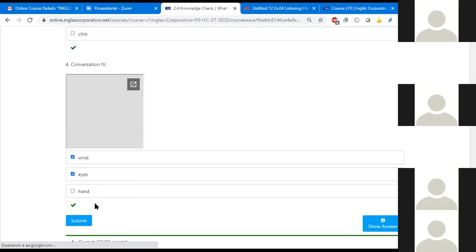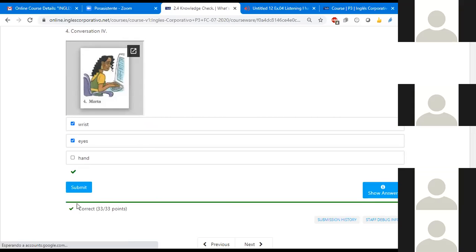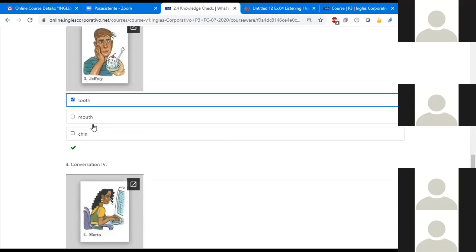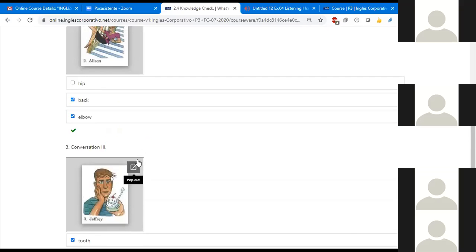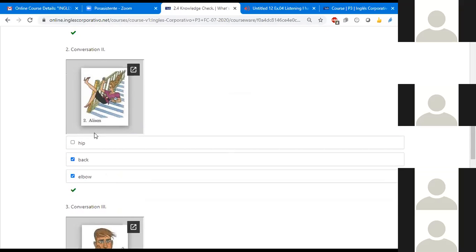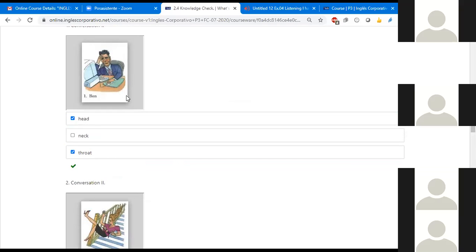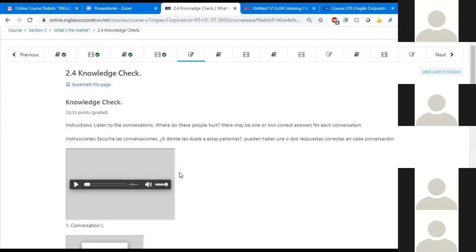Okay, we can see this one, we got 10 people. This is correct, only one. Here we have the conversation. Allison has a problem with the back and the elbow. And Ben has a problem with the head and with the throat. Okay, so that's it.